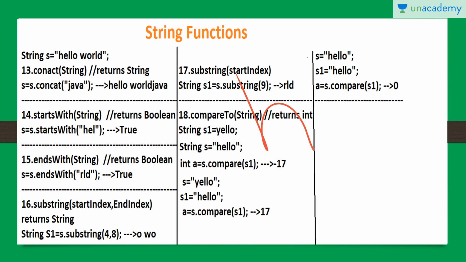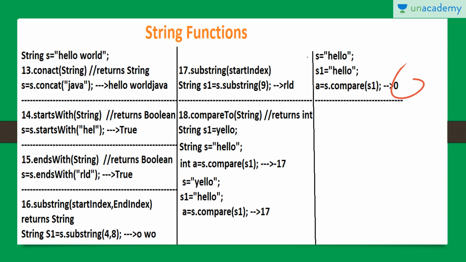And here I have declared two strings which are both the same. If we subtract each character of both strings, it will result as 0. h minus h is 0, e minus e is 0, l minus l is 0. So it will result as 0. It means that both the strings are equal.